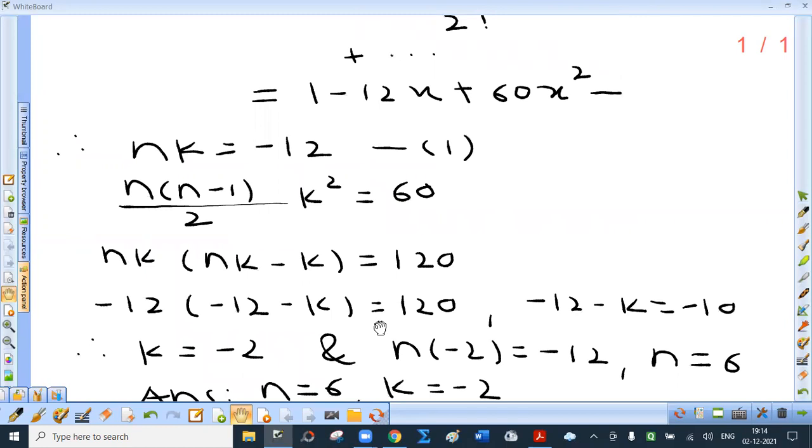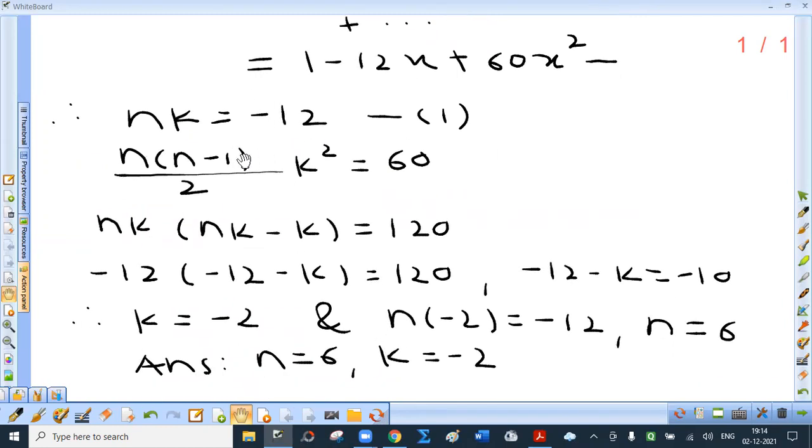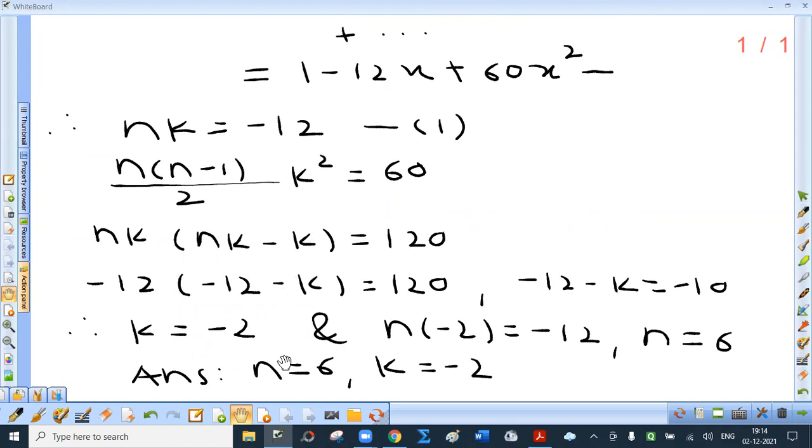That gives me minus 12 minus k equal to minus 10. So k is minus 2. Put k equal to minus 2. That gives me n equal to 6. So these are the values.